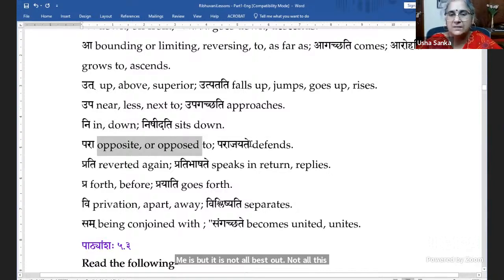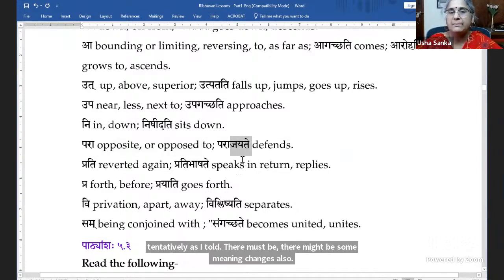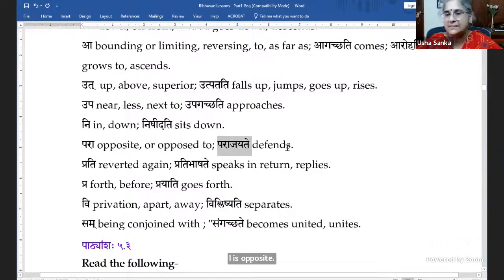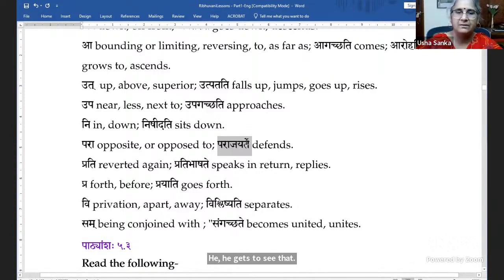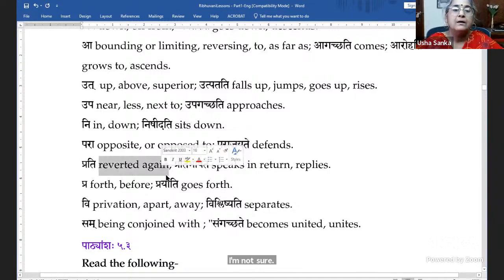Para means opposite. So jayate, he wins. Parajayate, he defends. Okay. Defends, no, he gets defeated. I'm not sure this is right. Well, we'll come back to this later.